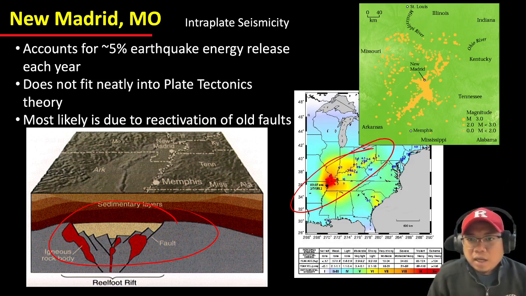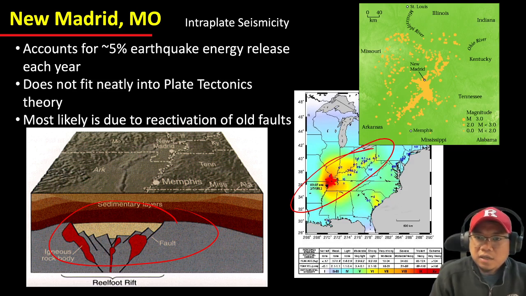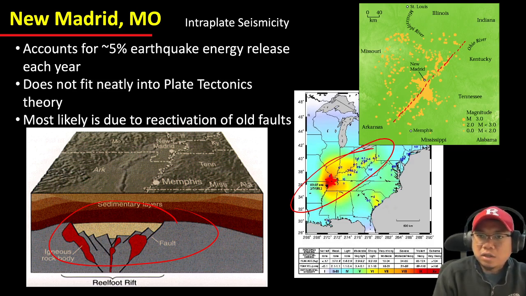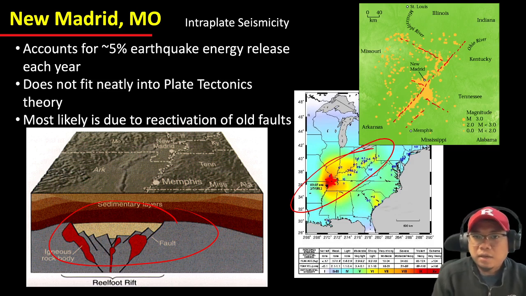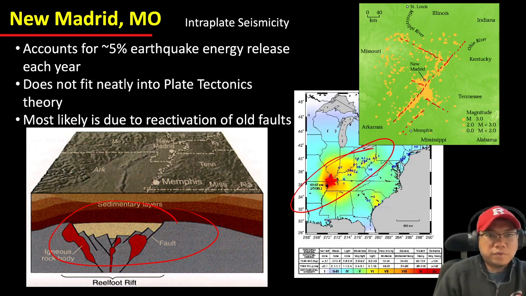As you can see here, these are the plots of earthquakes in this area, and this picture shows the trend of some earthquakes. These are some of the fault zones along this area, and some of these faults were reactivated and caused devastating damage within this region.